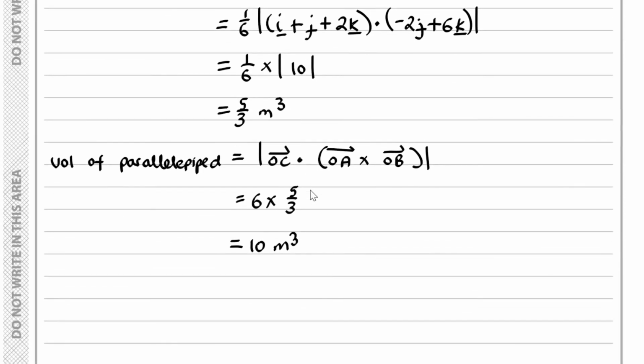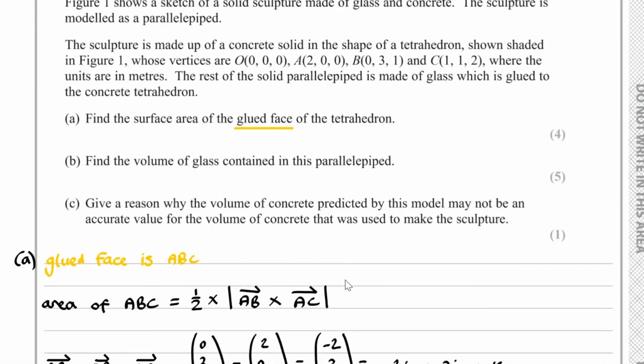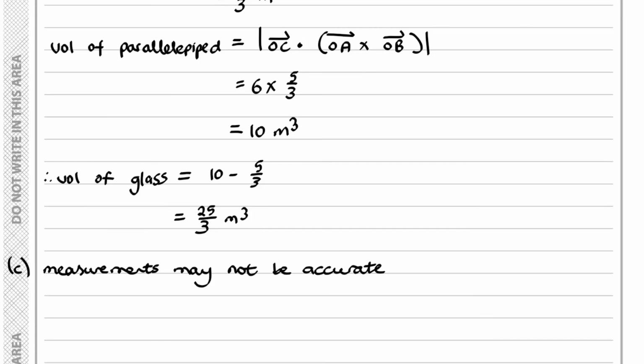And therefore the volume of the glass is the difference between these. So the volume of the glass is equal to 10 minus 5/3, which is equal to 25/3 meters cubed. Now for part C, we have to give a reason why the volume of concrete predicted by this model may not be an accurate value for the volume of the concrete that was used to make this sculpture. The measurements may not be accurate.